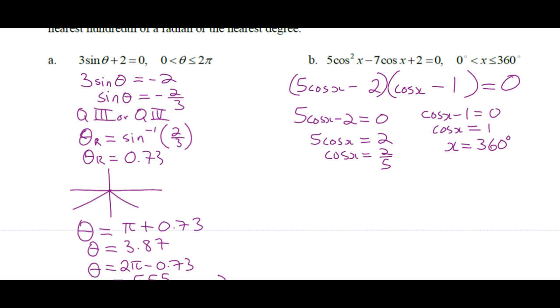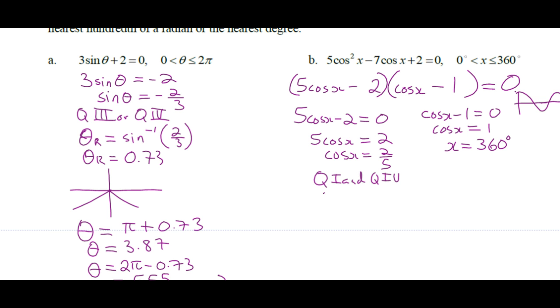Okay, so you solve for cos, right? The way I solve for cos, I just think if it's a 0 or a 1 or a -1, I just draw the cos and say, oh, okay, it's 1. Oh, wait, but we're not doing 0, so 360. Okay, and cos x is 2/5. Which quadrants? 1 and 4.